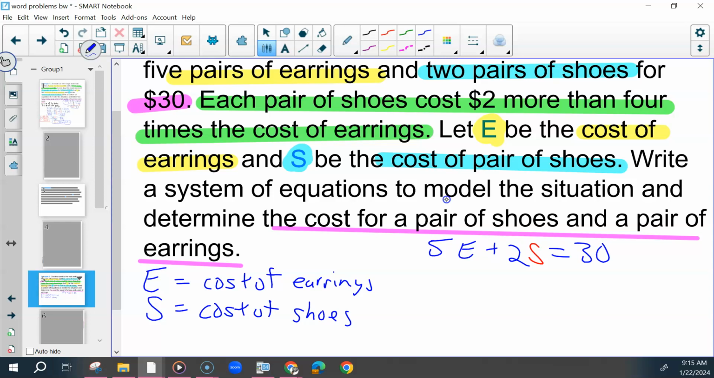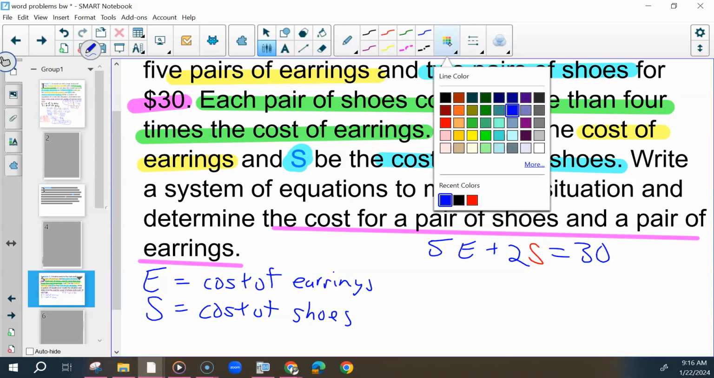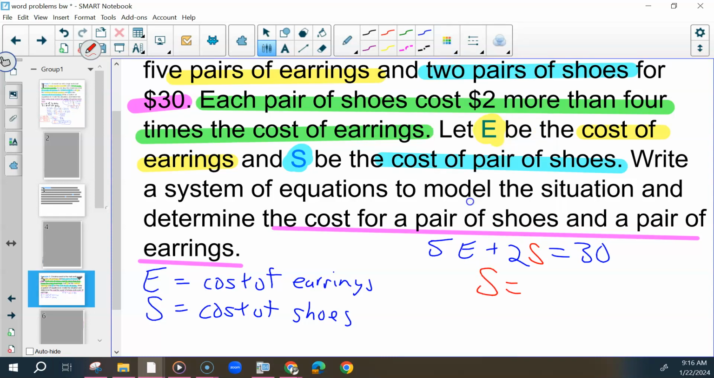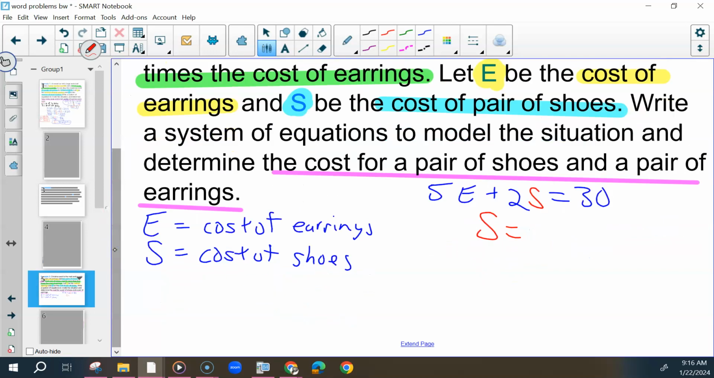But this sentence is a little different. Each pair of shoes costs, so it's talking about the shoes, $2 more than 4 times the cost of earrings. So if we knew what the cost of earrings were and we multiplied it by 4 and added 2, we would get the cost of shoes. But how would we set that up? What would that equation look like? E times 4 plus 2. 4E plus 2.